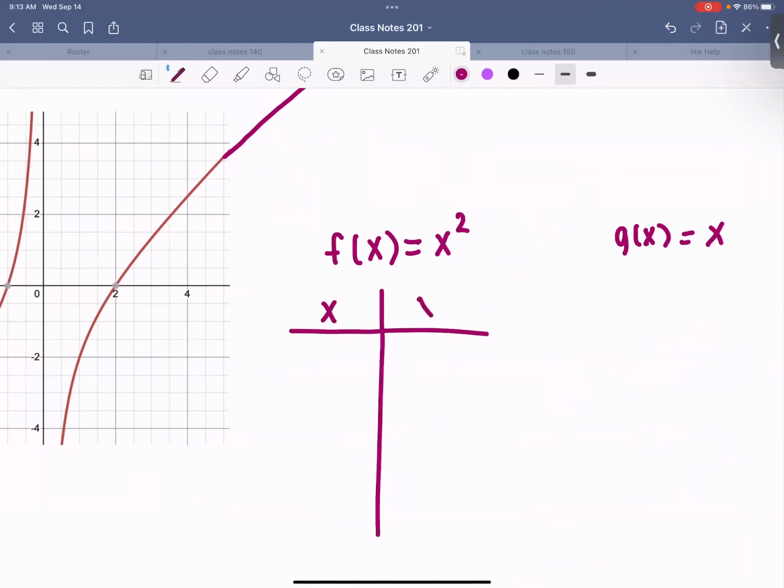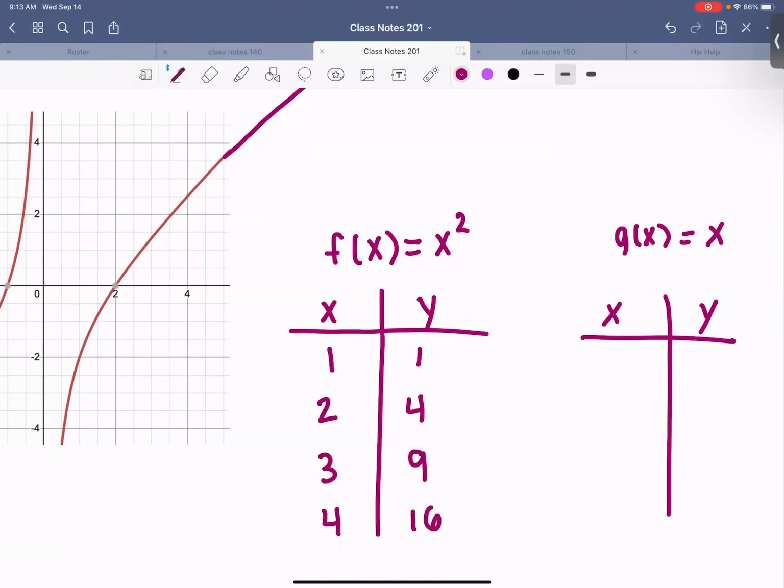Let's plug in some x and y values for each of these functions. Now they start off at the same point, right? When x is 1, y is 1 for x squared. When x is 2, x squared is 4. When x is 3, y is 9. When x is 4, y is 16. Now if we go over to x, when x is 1, y is 1, that's fine. When x equals 2, y is 2. x is 3, y is 3. x is 4, y is 4, okay? Can we see that x squared is increasing much, much faster than x?